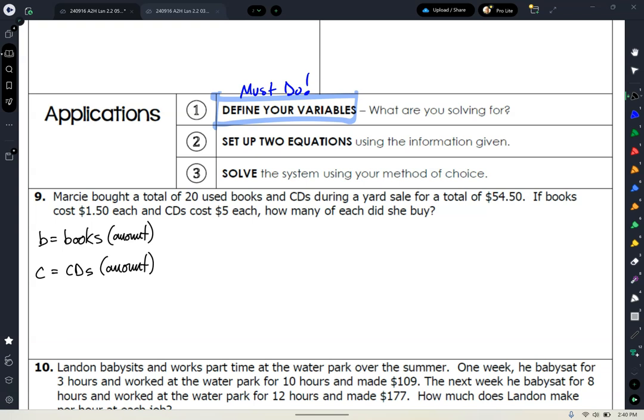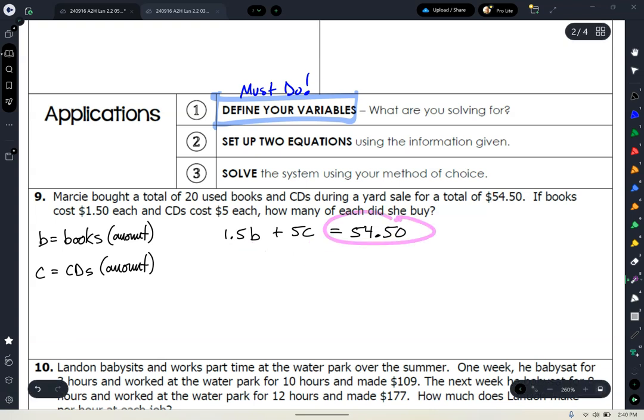Okay. So you said 1.5B plus 5C equals 54.50, like that. What does that mean in terms of the context of the problem? Where'd you come up with that? Each book is $1.50. Each CD is $5. Okay. So we knew how many books she bought and how many CDs she bought. We know that whatever she bought, she spent $54.50. Okay, good. Yeah, that's a legit equation.